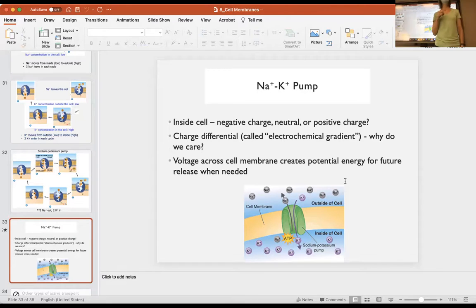You said the final's cumulative, so what would it be? The final's cumulative, so it's over everything from the first day of class, lecture, not lab. There's nothing cumulative in lab, except the lab practical that you're going to take in a couple weeks will be over the first 3 labs we did. So yeah, I like to pull questions from old tests.